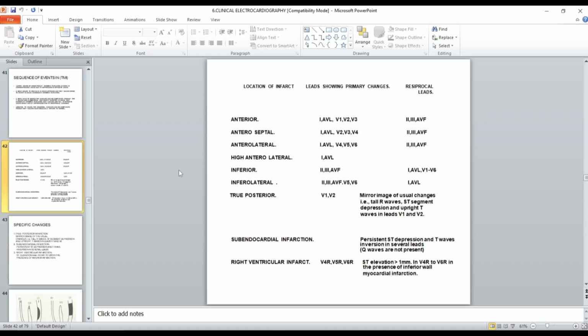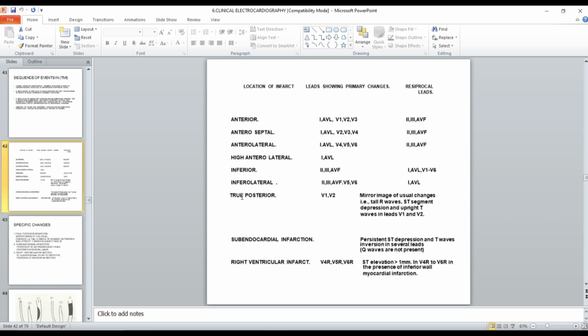The location of the infarct can be identified from the particular leads. For example, in anterior infarction, the changes will be seen in 1, AVL, V1 to V3, while in anteroseptal, V1 to V4. Anterolateral is in 1, AVL, V4 to V6, high anterolateral in 1 and AVL, inferior in 2, 3, AVF, and inferolateral in 2, 3, AVF and V5, V6, while true posterior infarction is in V1 and V2, and right ventricular infarct in V4 to V6.